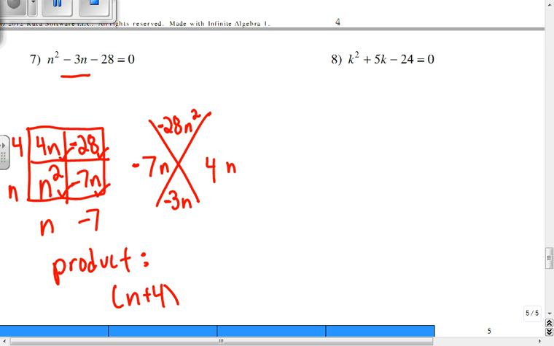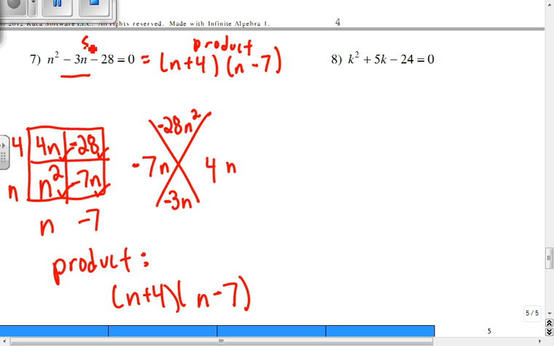N plus 4 times n minus 7 is equal to n plus 4 times n minus 7. This is our product. This is our sum.